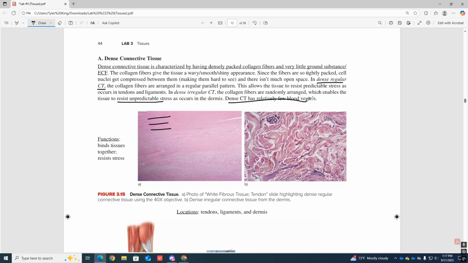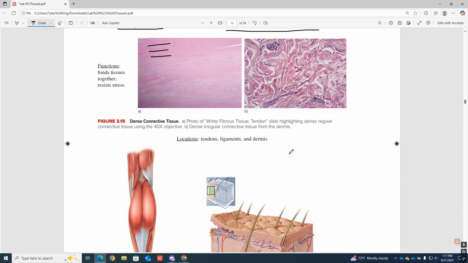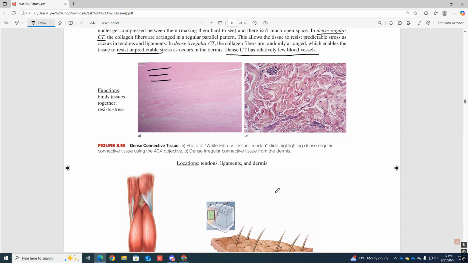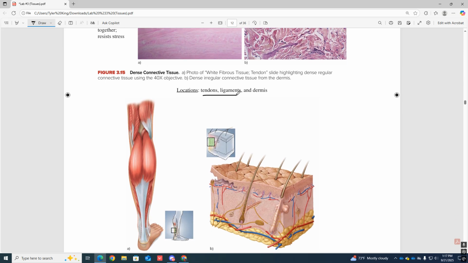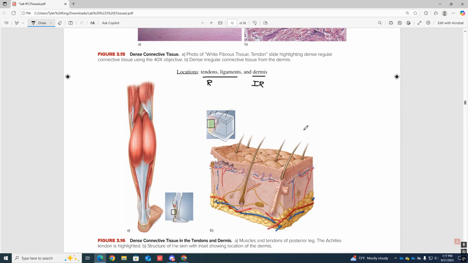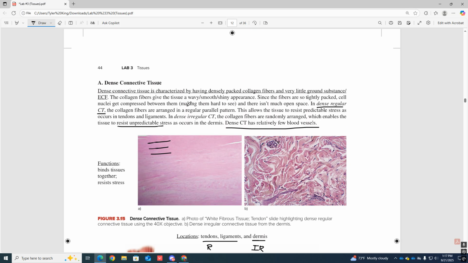Dense CT has relatively few blood vessels in it, hence why we can't really see them here very well, okay? Where are we going to find these things? Tendons and ligaments. This is going to be the regular, we'll put an R here. The dermis is going to be for the irregular, IR. That's the two different places you can find dense connective tissue, all right?